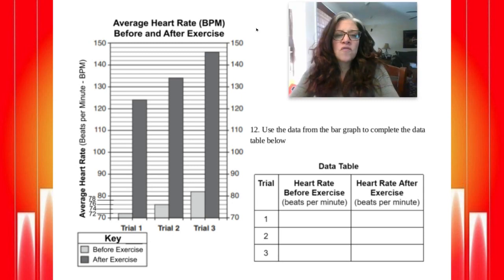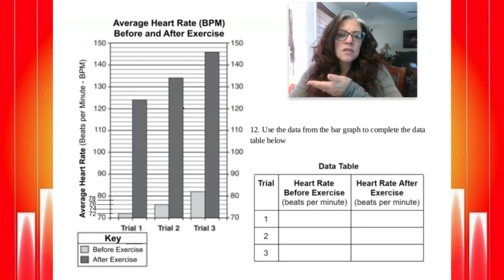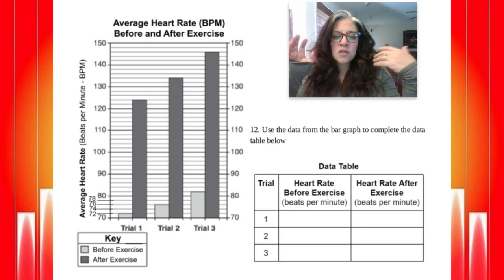So when I look at this graph of average heart rate, which is measured in beats per minute, you knew that already, before and after exercise, the first thing that jumps out at me is that there are double bars on this graph, right? It's a double bar graph.